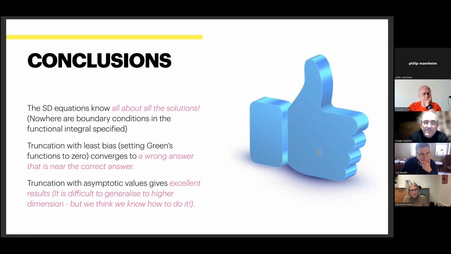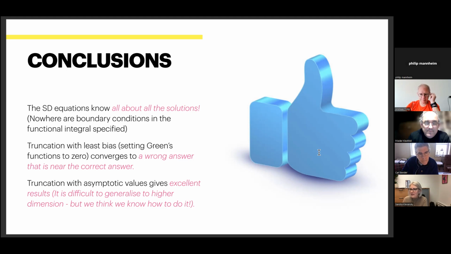The second thing is that one of the things which I don't like very much about it is that, in the examples that we had, we knew the exact answer, but what was happening was we were finding that we get a lot of extraneous answers, which are not the answers that we're looking for. And we find that there is a bundling of solutions where we think the real answer is. So that's, for us, an indication of where to look for the correct answer. If we use our truncation scheme, which has least bias, which I think everybody does, set Green's functions to 0, it converges to a wrong answer.